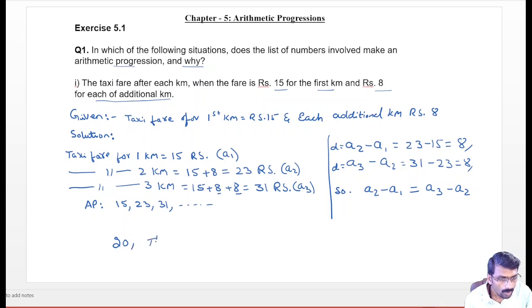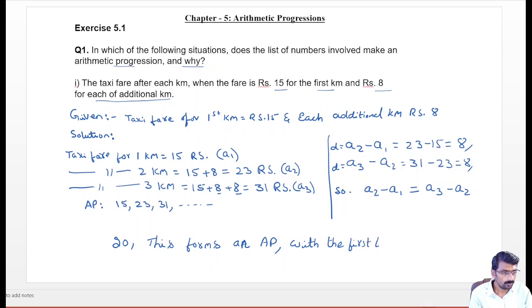So here our final statement would be: this forms an AP with the first term rupees 15 and the common difference rupees 8. So this would be our final answer.